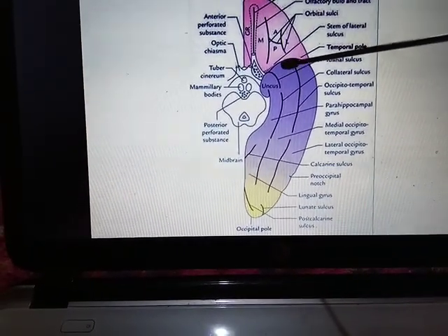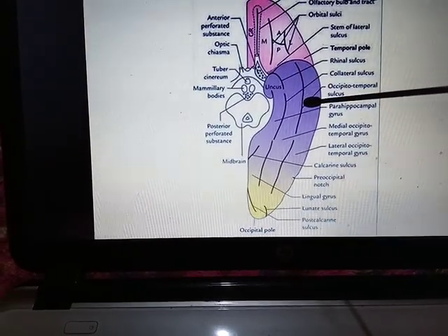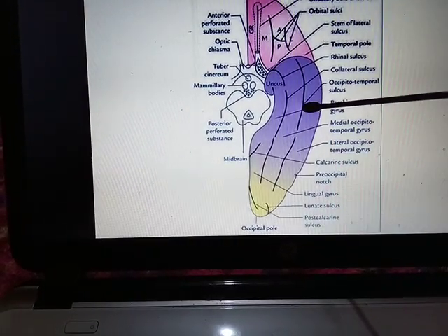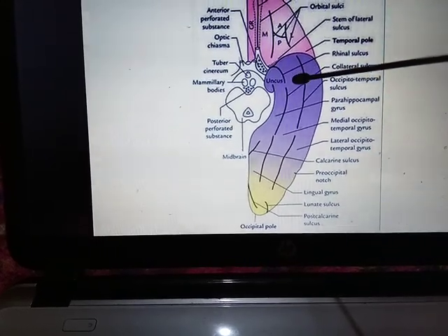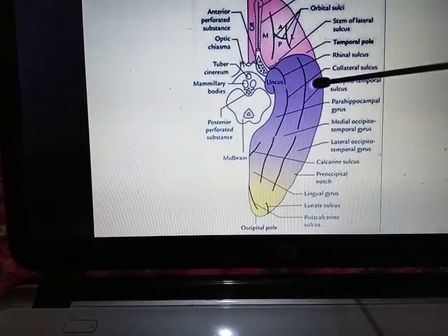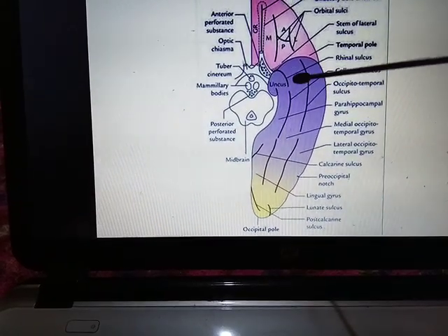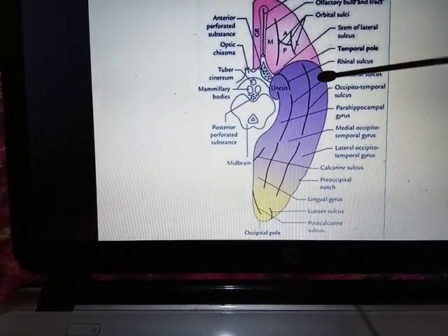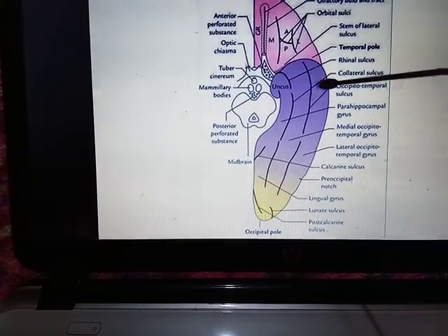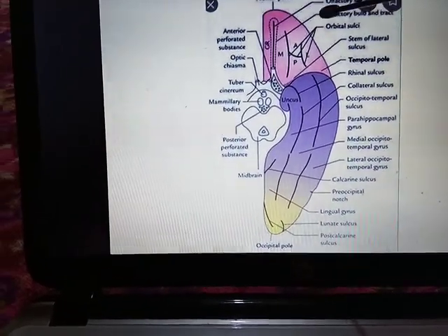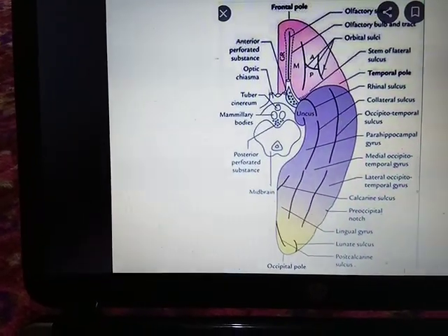Then talking about the occipitotemporal sulcus, it has two gyri on either side. This is the medial occipitotemporal gyrus and this is the lateral occipitotemporal gyrus. I think I will repeat this for you.